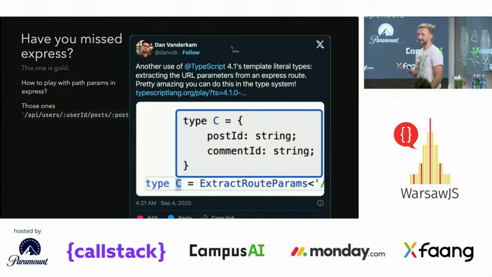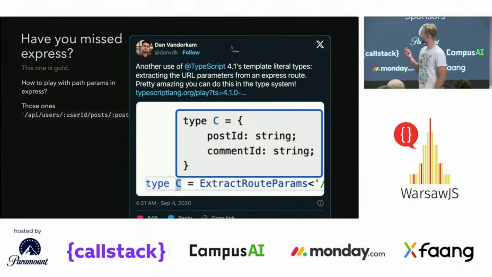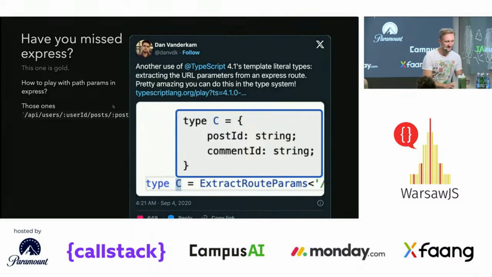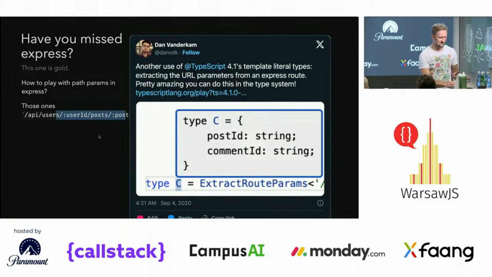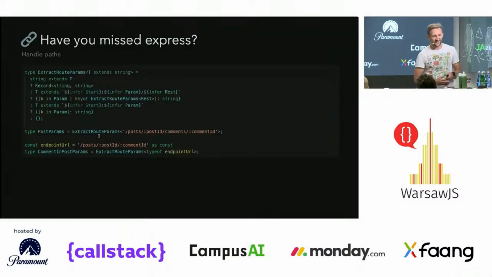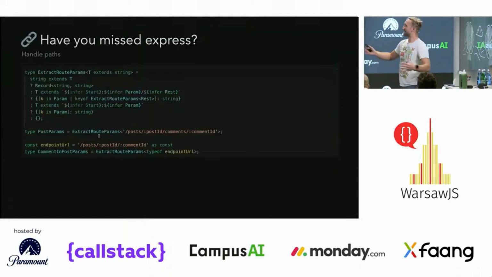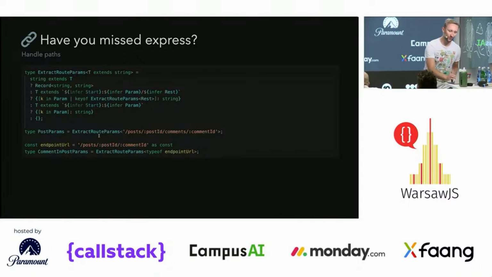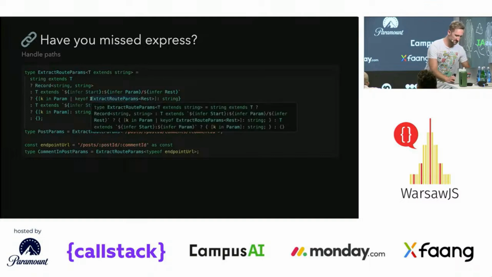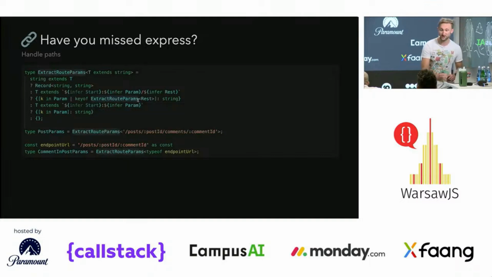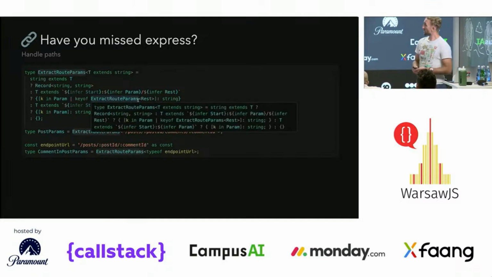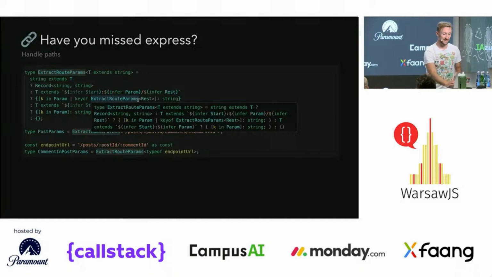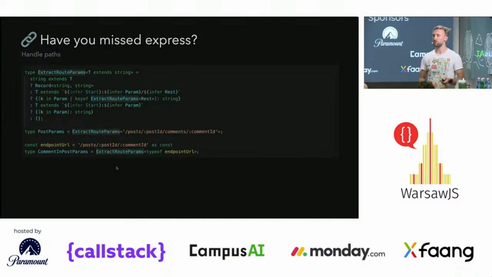Okay, have you missed Express? I don't, but probably you recognize that one, that Express has those path params. So yeah, of course you can unpack it, right? Why not with the same patterns? You can do some recursion inside. Don't do this at home.